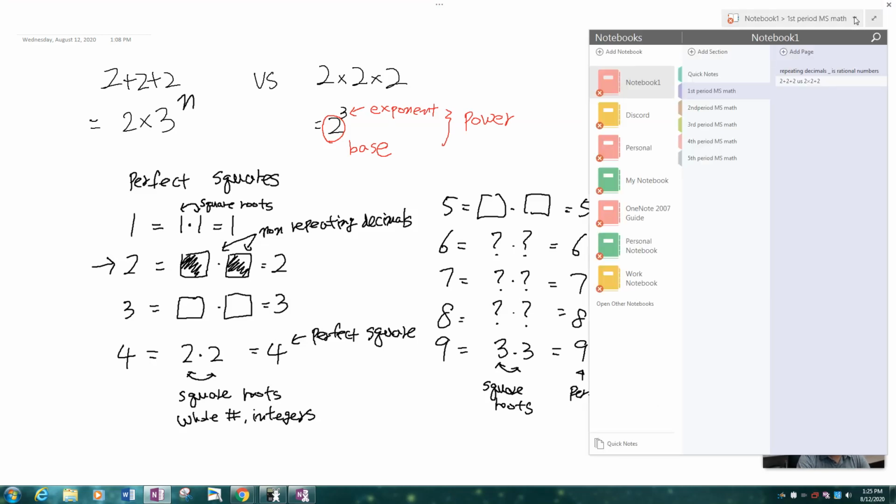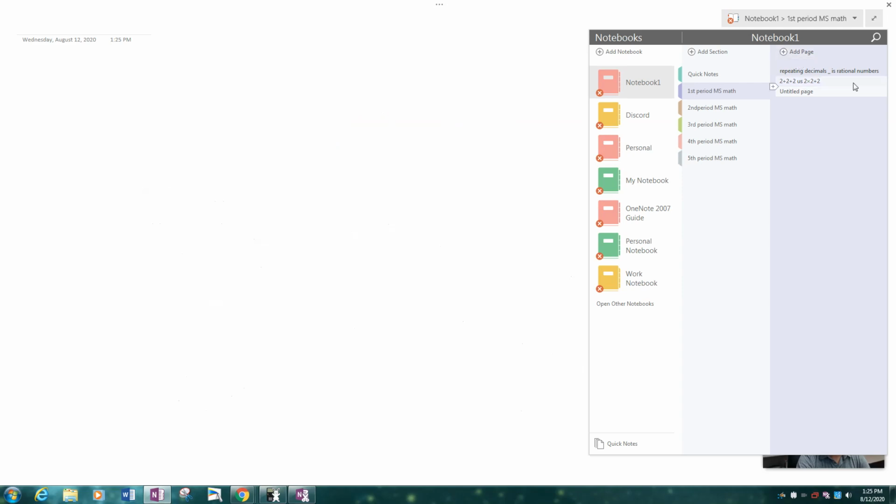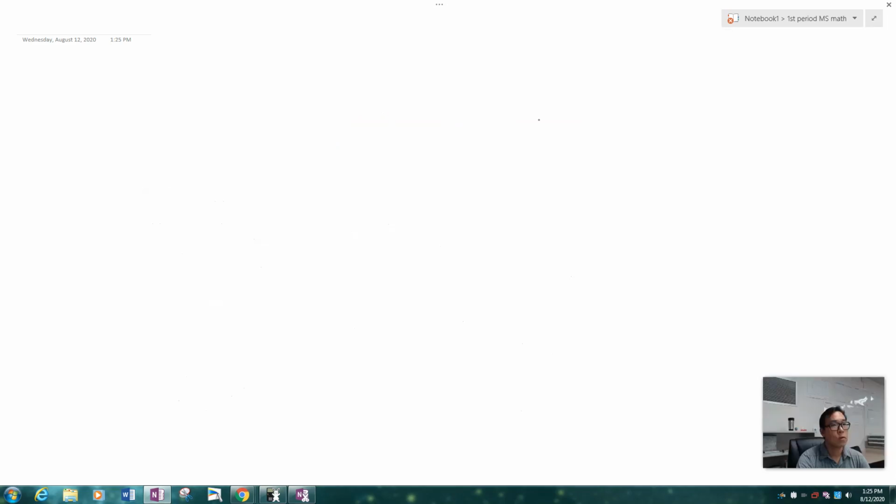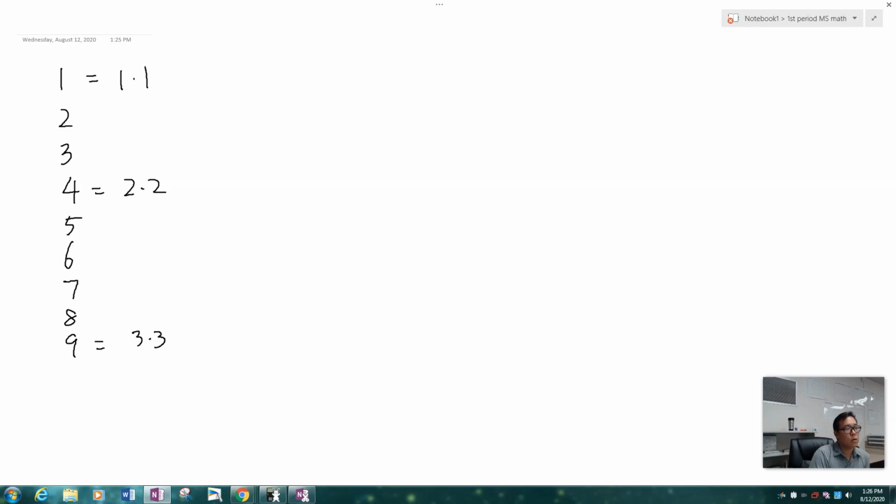I'm going to add another page. Okay. Let's start here. 1 is a perfect square because 1 times 1 is 1. 2 is not a perfect square. 3 is not. 4 is a perfect square because 2 times 2. 5 is not. 6 is not. 7, no. 8, no. 9 is a perfect square because 3 times 3. 10 is not. And let's go to 11.